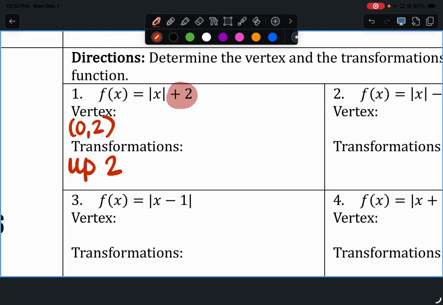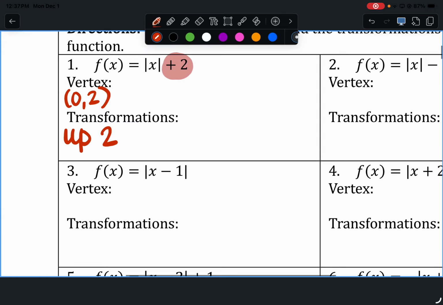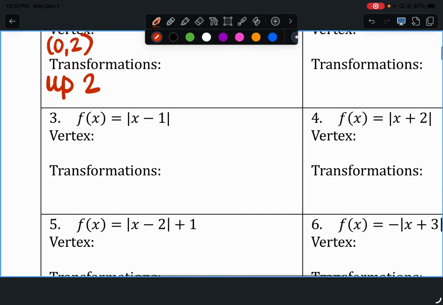Okay? For number 3, what is the transformation of -1 causing to happen? Right 1. Why is it right 1 and not down 1? Because it is inside. And so what is our vertex going to be? 1, 0. Yep.